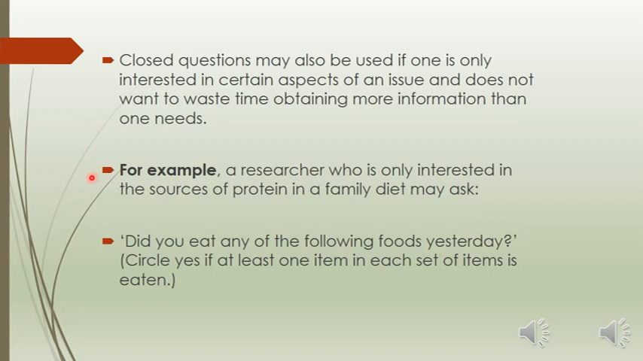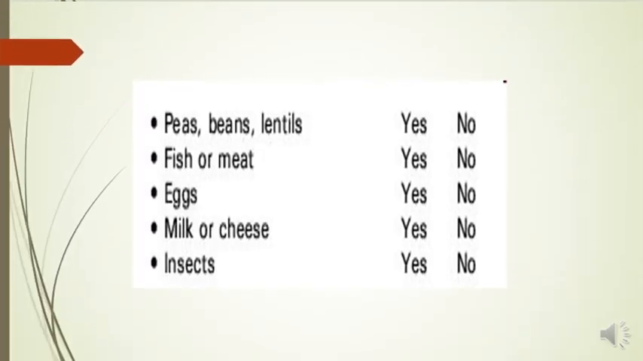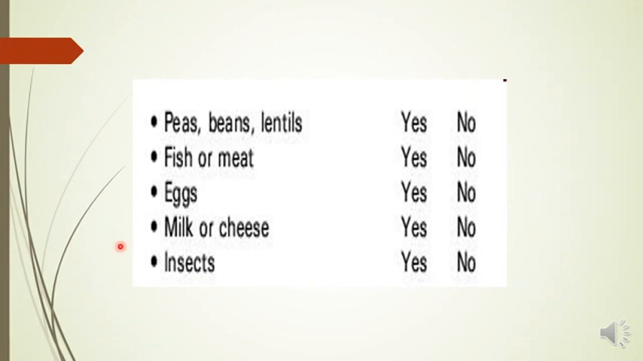For example, a researcher who is only interested in the sources of protein in a family diet may ask, did you eat any of the following foods yesterday? Circle yes if at least one item in each set of items is eaten. For each set of items, the respondent is going to choose yes if at least one of the items was eaten, or no if none of them was eaten.